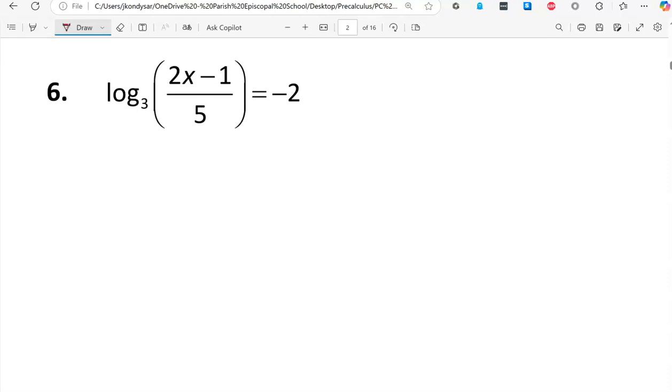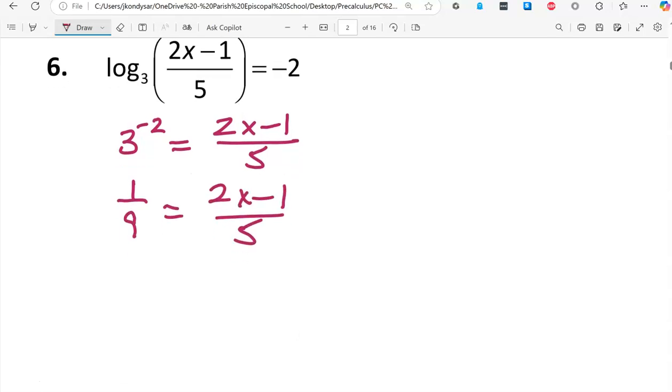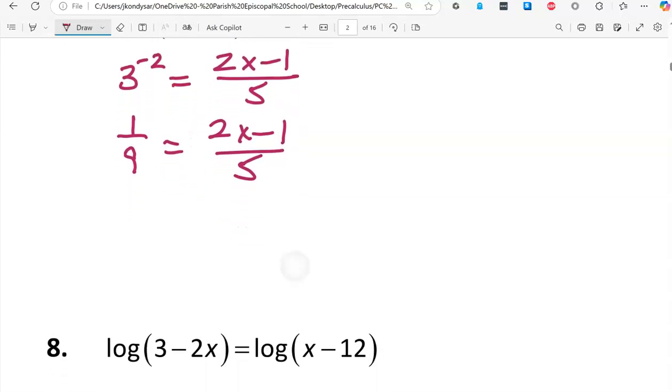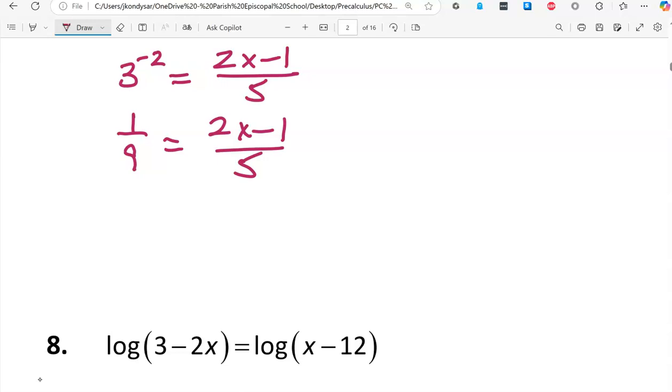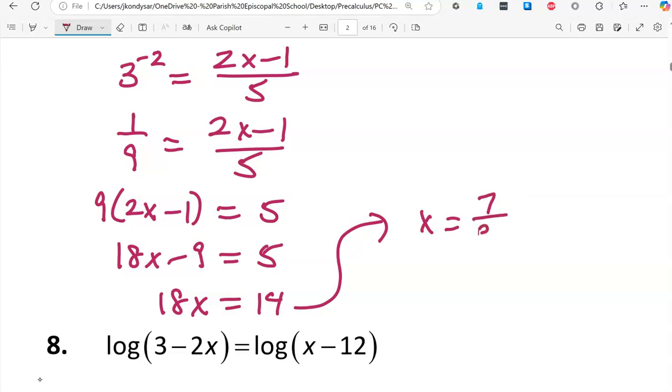All right, in 6, we have a logarithmic equation. We can rewrite in exponential form. 3 to the negative 2 is equal to 2x minus 1 divided by 5. 3 to the negative 2 is 1/9. And to solve this equation, you can do one of two things. Multiply by the LCD, which is 45, or cross multiply. Both give you the exact same result. 9 times 2x minus 1 is equal to 5 times 1. Distributing the multiplication over the subtraction, and then adding 9, we get x is equal to 14/18, which reduces to 7/9.